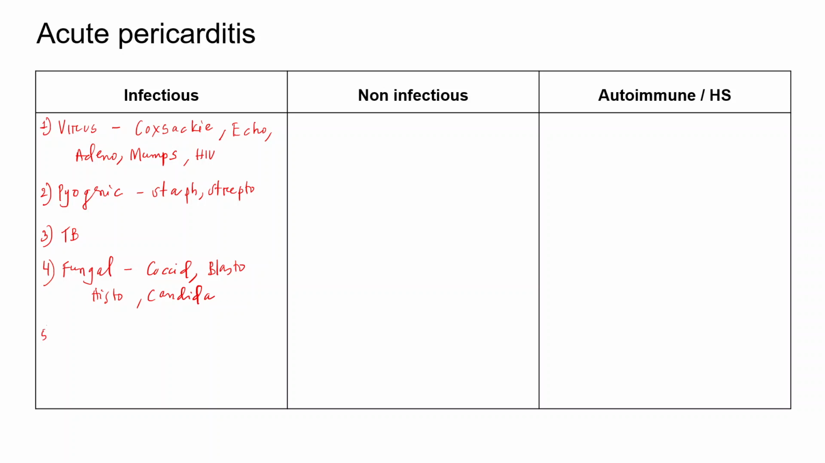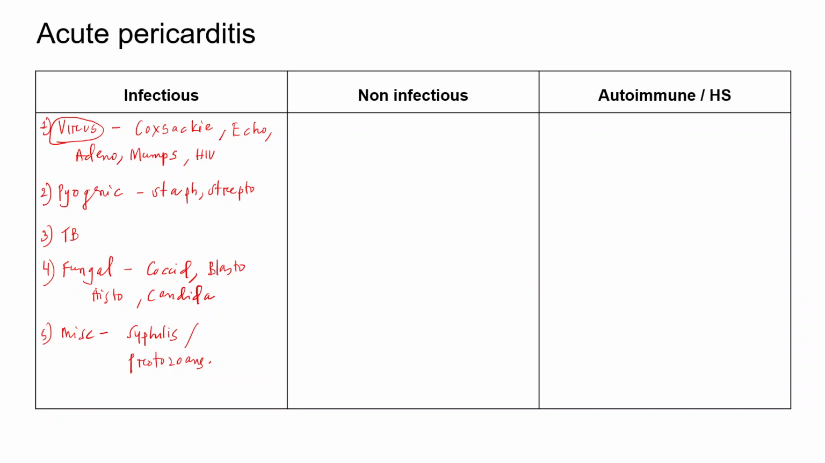Then there are certain other miscellaneous causes like syphilis or certain protozoans, which can also cause acute pericarditis, but the most important ones are viruses. Tuberculosis, of course, can cause acute pericarditis, but that will more likely lead to a chronic constrictive pericarditis.